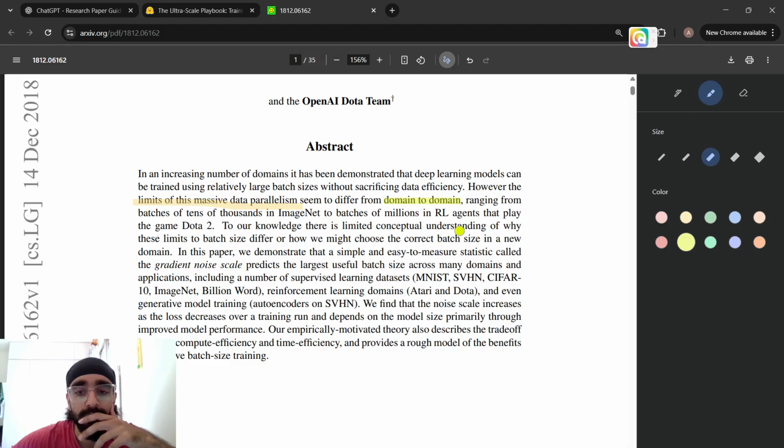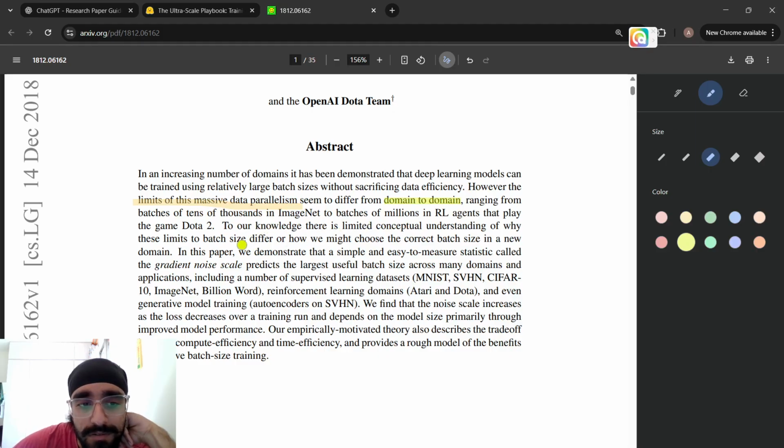Oh, so their argument is that the limit of batch size differs from domain to domain. ImageNet can have batch sizes of tens of thousands. Really? Batches of millions in RL. Okay.